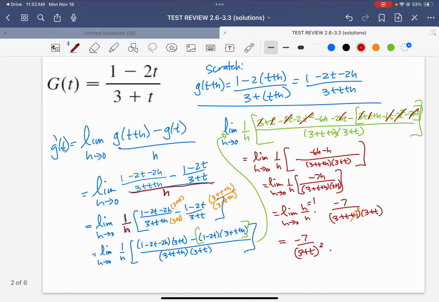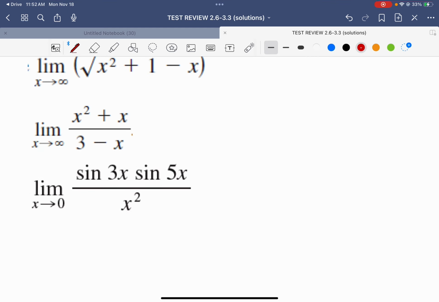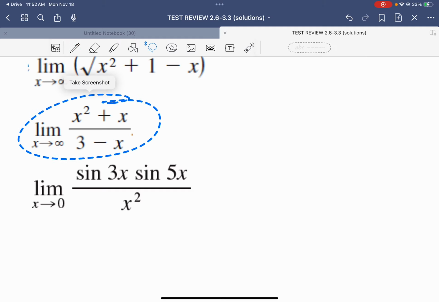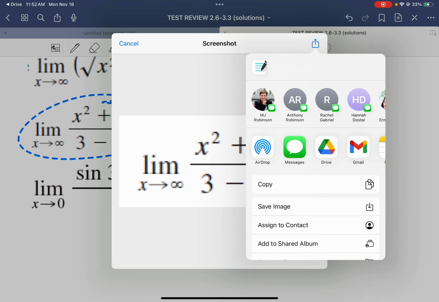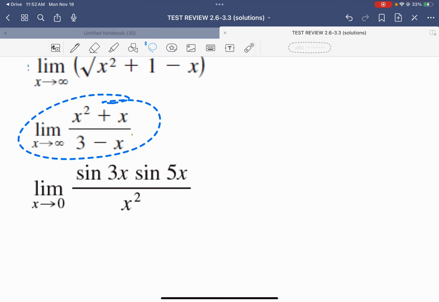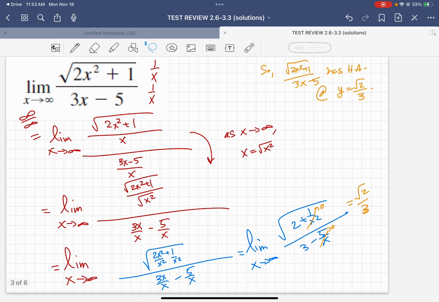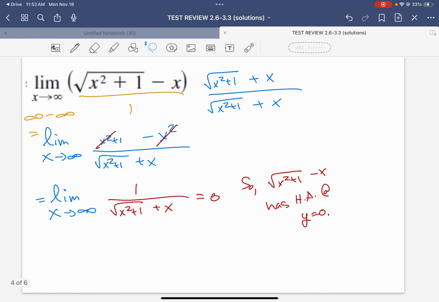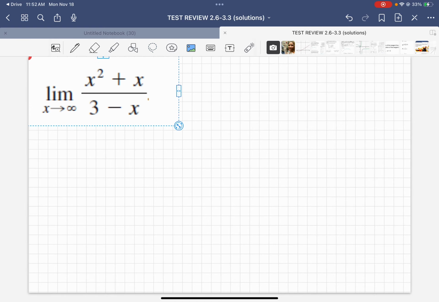All right, that one was relatively doable. Let's see. I'm gonna take a screenshot, copy, and then add, whatever, okay.